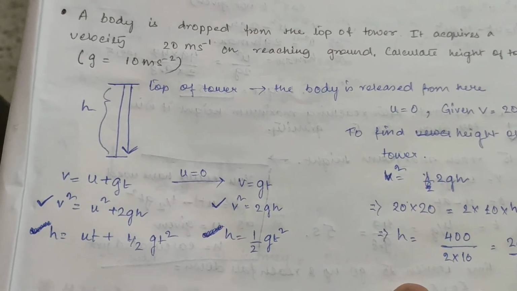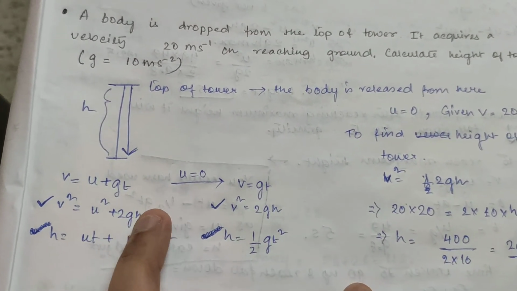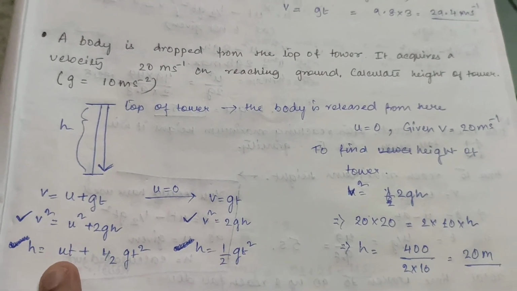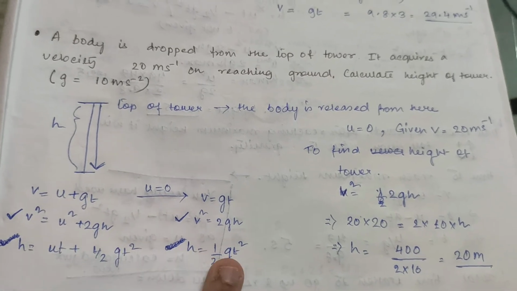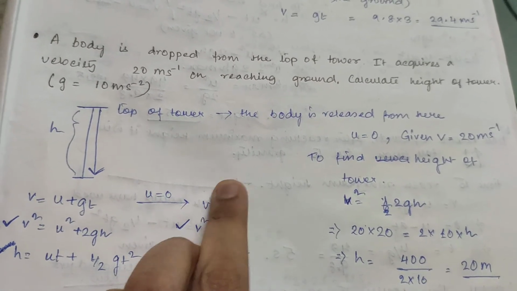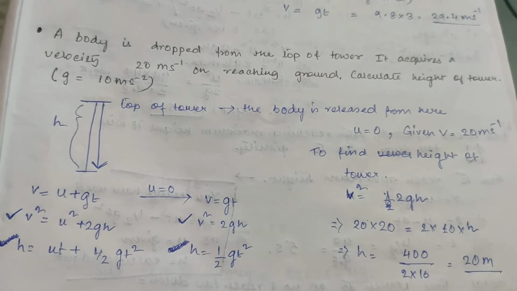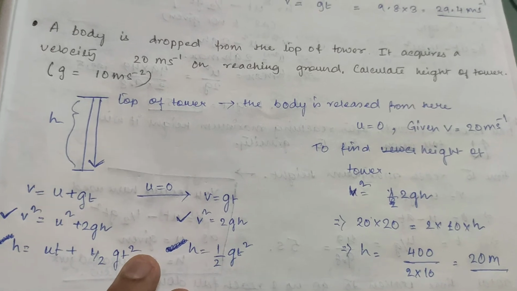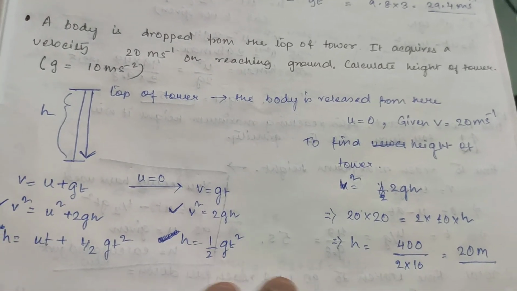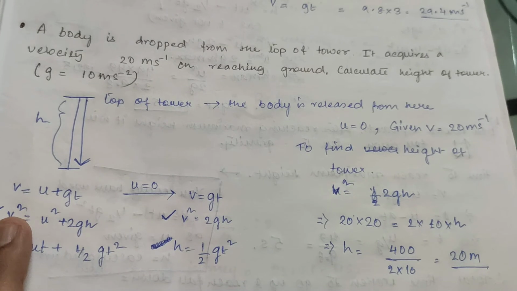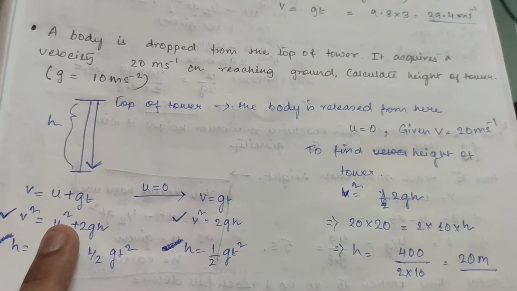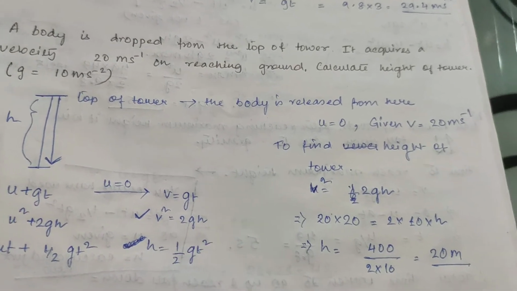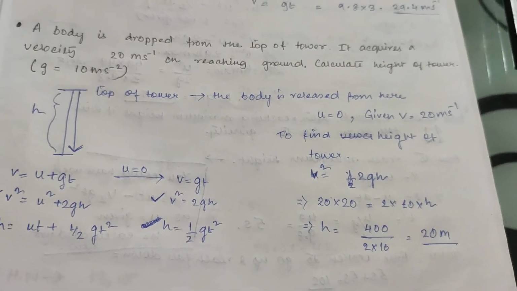Which equation shall I use? This one. Why not this one? Because T is not given. See, if I use this one, U is 0, fine. So first of all, when U equal to 0, the equations will turn out like this, right? Now see, if I use this, T is not given to us. I cannot use this form. I will use this form because V is given and U is 0. So simply V square equal to 2gh, V is given, G is given, H we have to find. Simply the height of the tower is 20 meters.